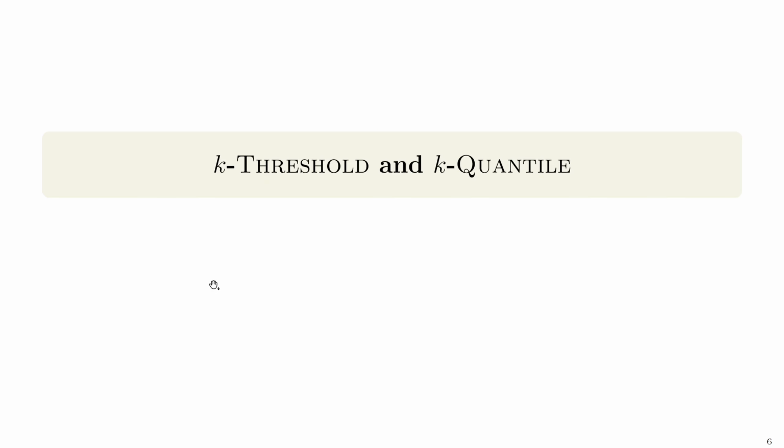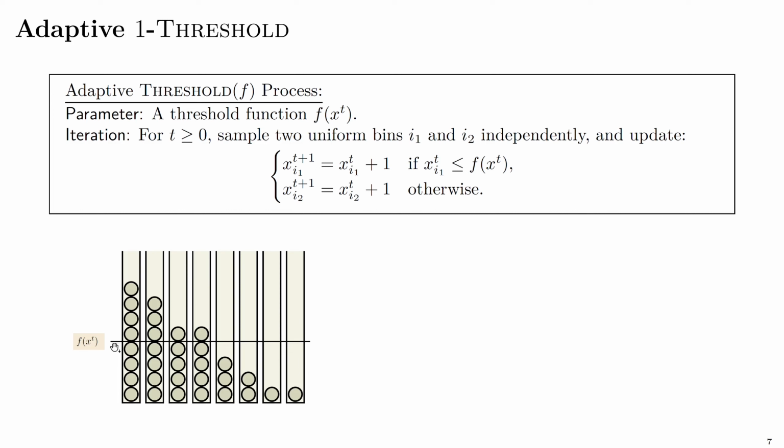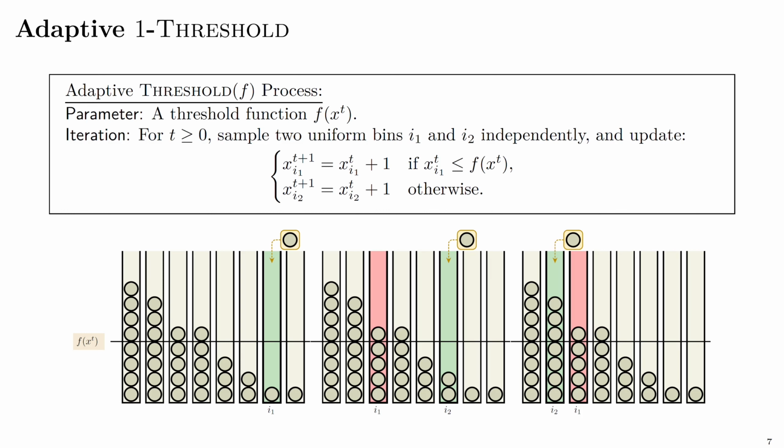We are now ready to introduce the processes that we focus on in our work. In the Adaptive One-Threshold process, we pick a threshold based on the entire load vector at time step t. Then we sample a bin. If the bin load is below the threshold, then we allocate there. Otherwise, we allocate in a second bin chosen uniformly at random. Of course, the second bin could be worse than the one we picked first.